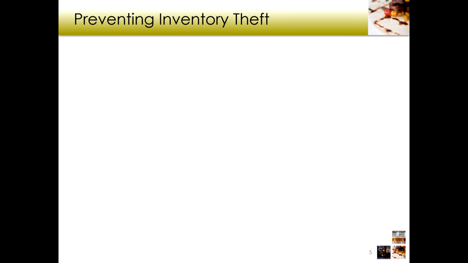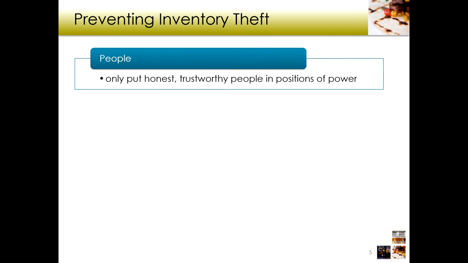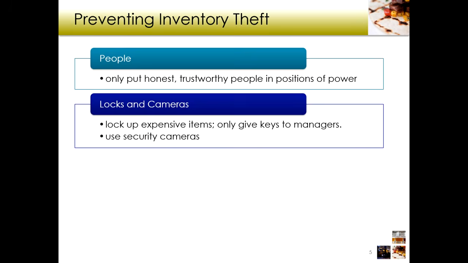So how do we prevent inventory theft? Well, obviously we want to have trustworthy, honest people that work for us. We want to make sure that we've got locks and cameras, and I know I had a whole spiel on cameras in a previous video. Those all apply here, right? Expensive items, lock them up. It just controls and removes that chance of things moving.